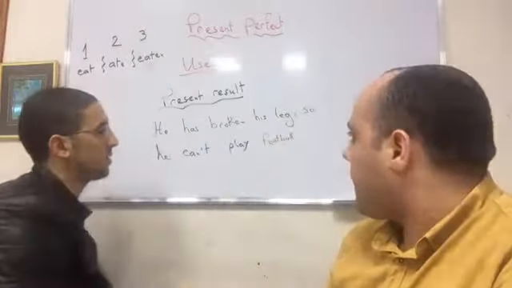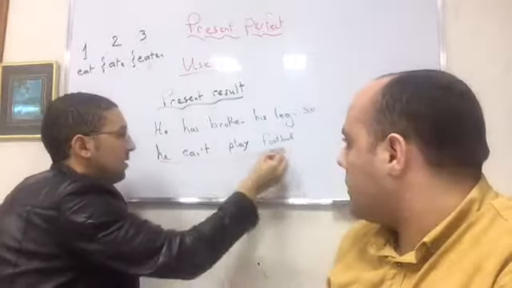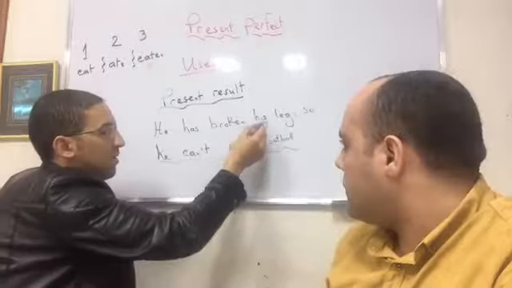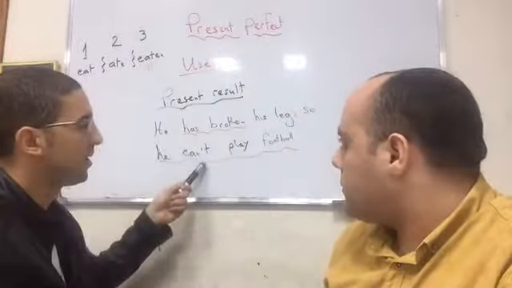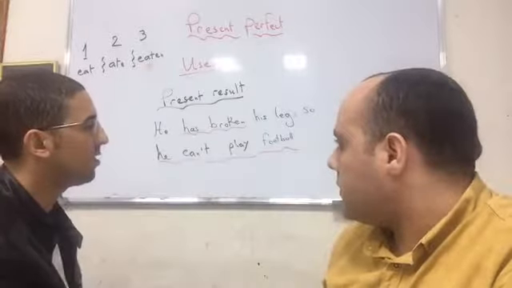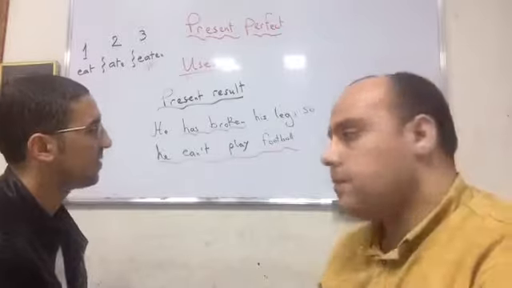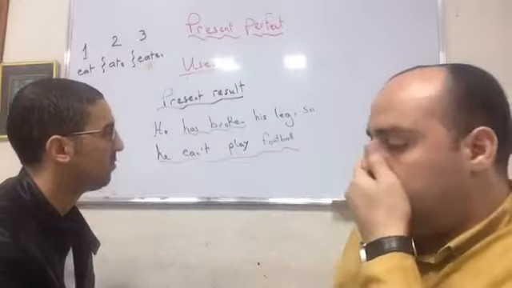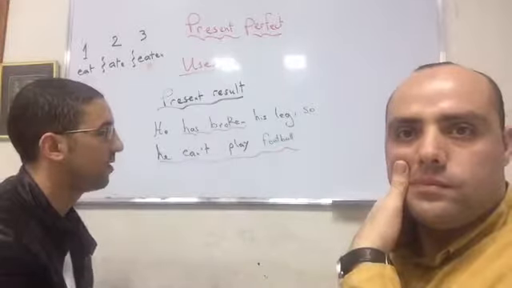So this is a result of this. Something that happened, of course, but we use the present perfect because it has a present result, which is this here. He can't play football in the present. He has broken his leg. Even if this happened a long time ago, it has a present result, so we use the present perfect.